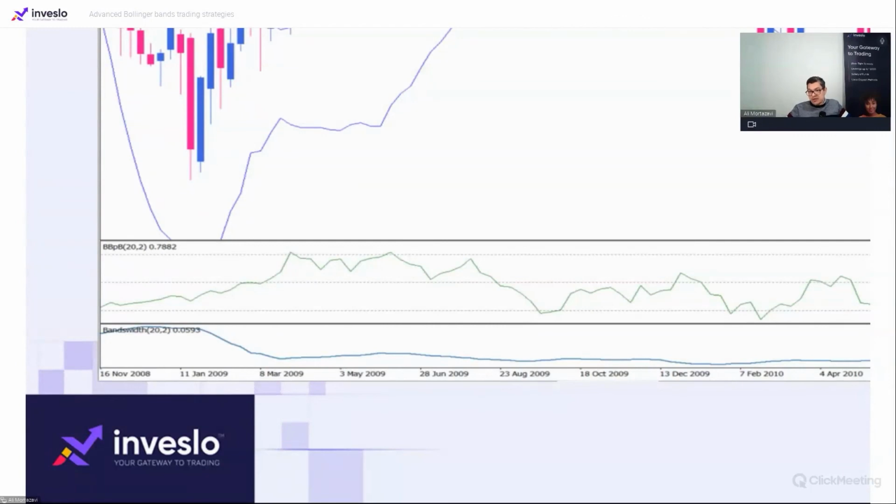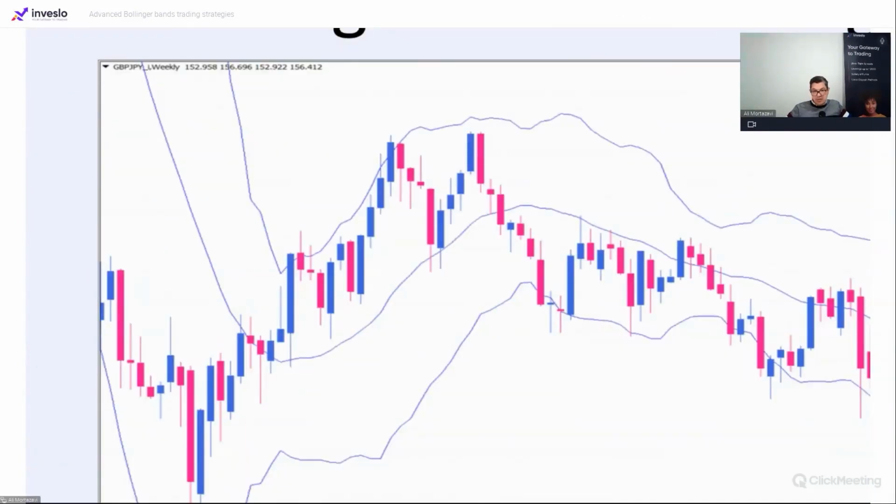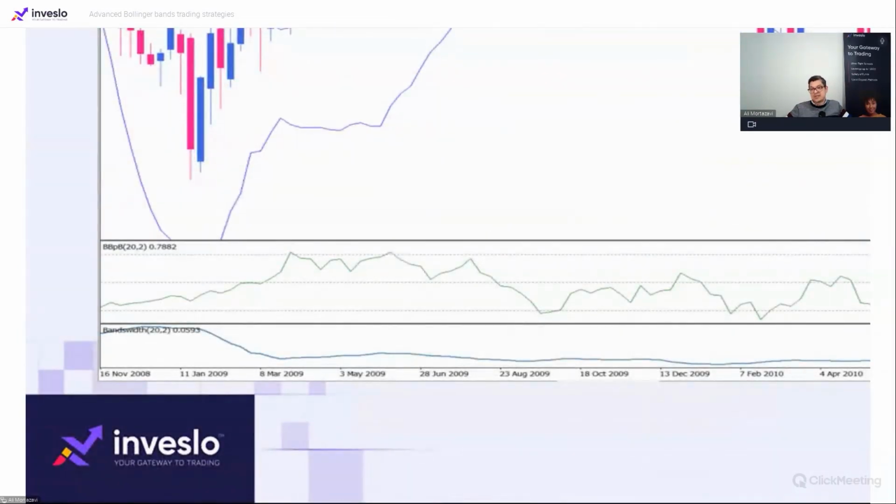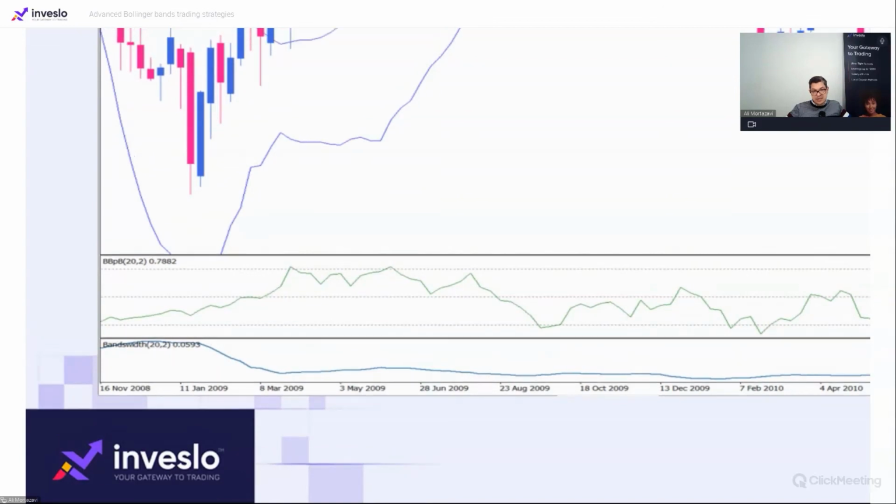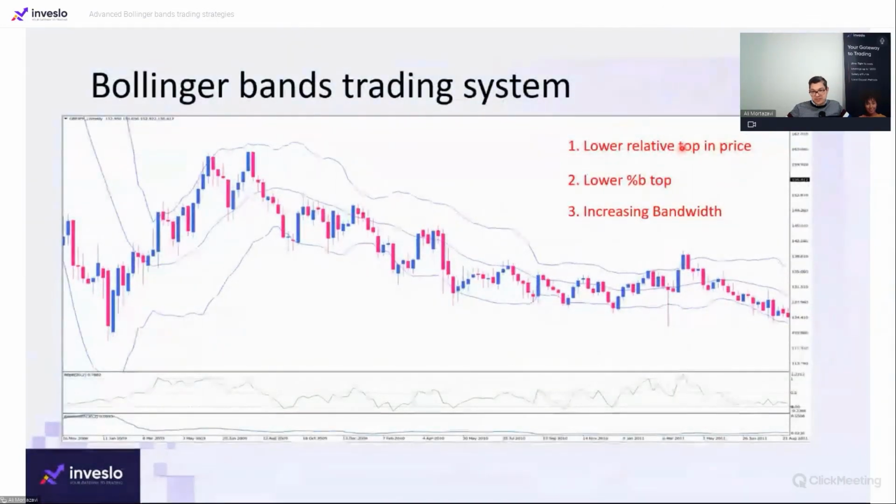Then forming a relatively lower top, as we see here, is accompanied with the increase in bandwidth and making a lower percent B top below 1. As you see here, the first one is above the 1 level and the second one is below the 1 level. It means we have all the conditions ready and set. Once the price breaks below our previous bottom, we can put our stop loss there, and then we can manage our trade by using a different risk management rule.